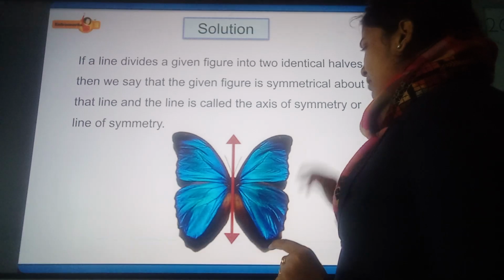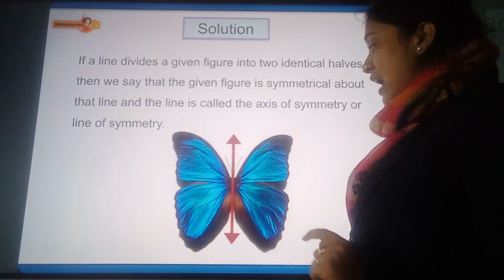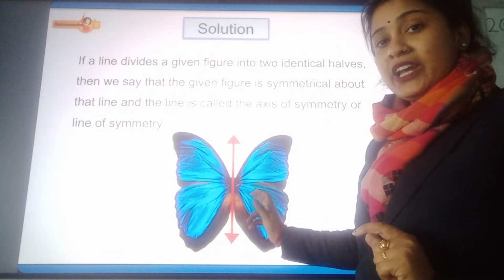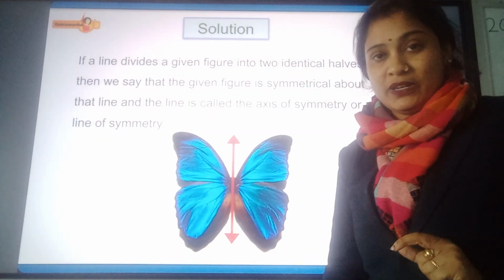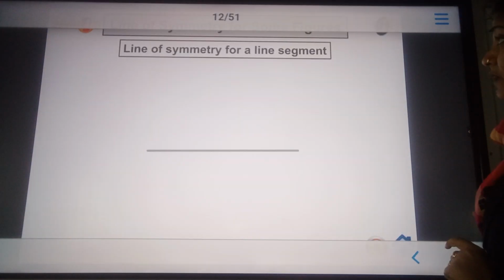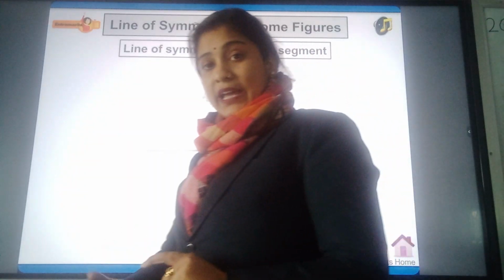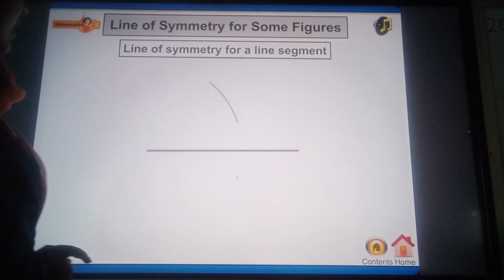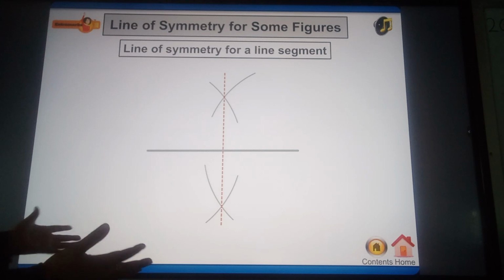And here again is a beautiful picture of a butterfly, in which we have two parts divided by a line, and this vertical line is a line of symmetry. Alright. Now moving on to the line of symmetry for some more figures, or for some extra lines or shapes.